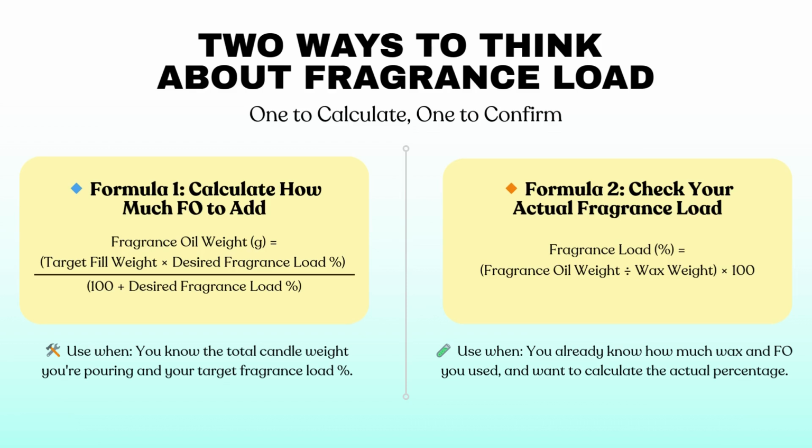Formula 2 is for when you've already poured your candle and want to check your actual fragrance load. This formula is super useful for making sure your scent load is just right. And it'll give you the exact percentage of fragrance in your candle based on what you've used. Both formulas are key to making sure that your candle smells great and burns properly. Now let's move on to have a look at how these apply in a practical example.